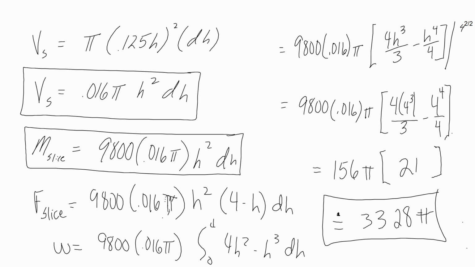So 0 to 2, we'll do that. I have to write everything because I'm giving up on trying to be innovative with this system since I've had so much training. Work is equal to the integral from 0 to 2 of 9,800 pi times h squared times 4 minus h dh.